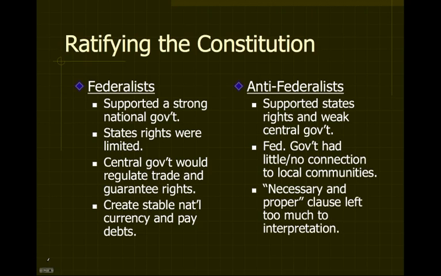And finally, a part of the Constitution, which is the Necessary and Proper Clause, which basically gives the federal government the ability to do what they feel they need to do in cases of controversy or in cases where there is a national crisis, they felt that was way too open for interpretation by the federal government, which gave them way too much power. And so the Anti-Federalists were definitely against that as well.